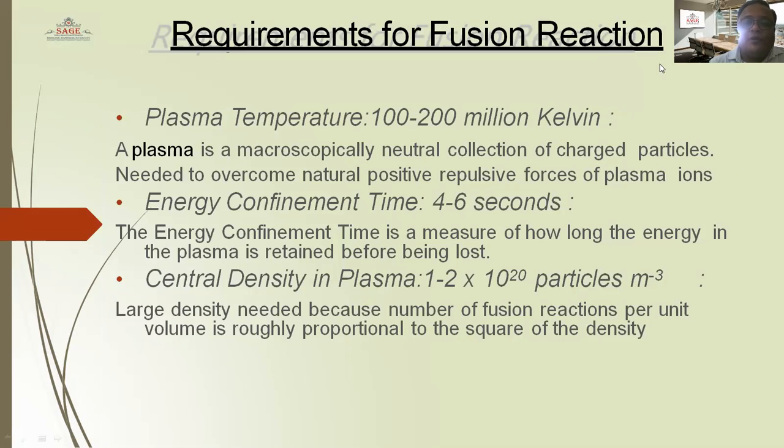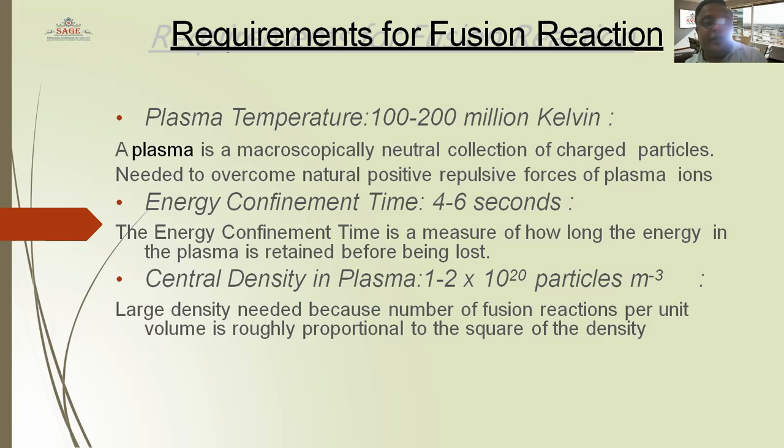So what are the main requirements for the fusion process? The plasma temperature should be 100 to 200 million Kelvin. A plasma, which is a macroscopically neutral collection of charged particles, is needed to overcome the natural positive repulsive forces. Then there is the energy confinement time, which is 4 to 6 seconds.